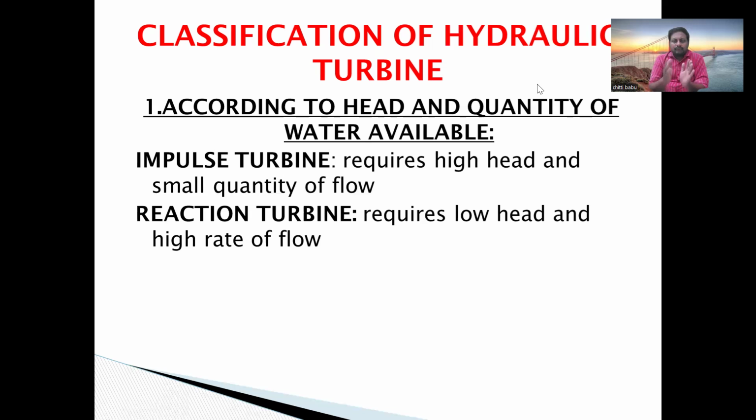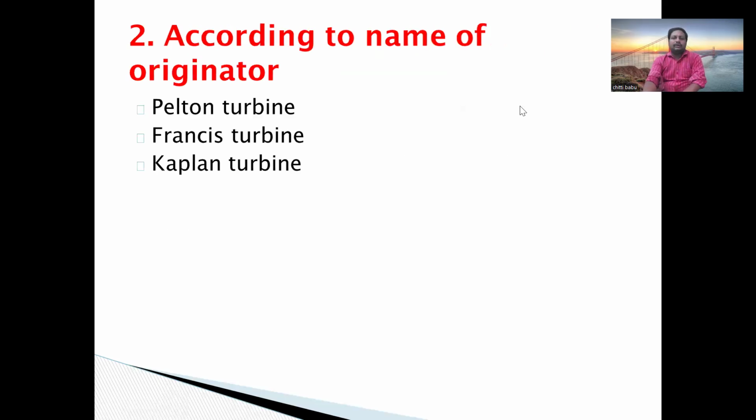In the reaction turbine, both pressure energy and kinetic energy will be converted into some useful mechanical work. So this is about the reaction turbine. First, classification according to the available energy at the inlet of the turbine. Second category, according to the name of the originator: Pelton, Francis, Kaplan turbine.